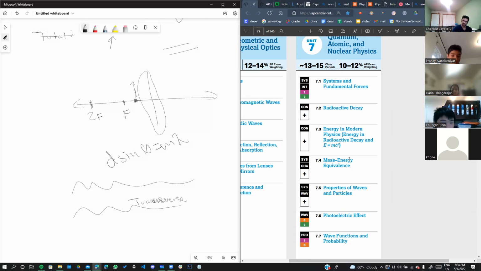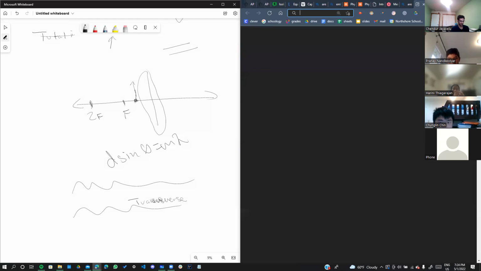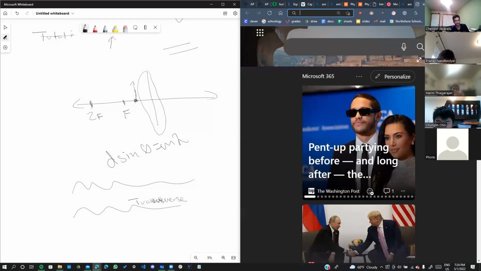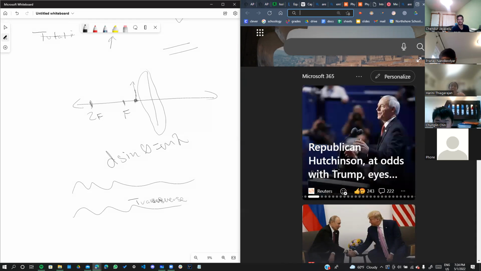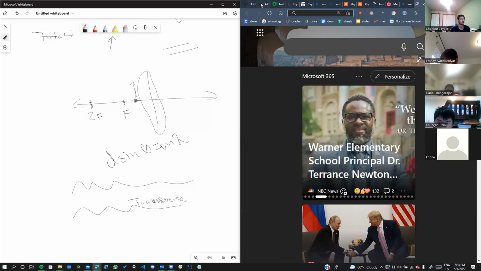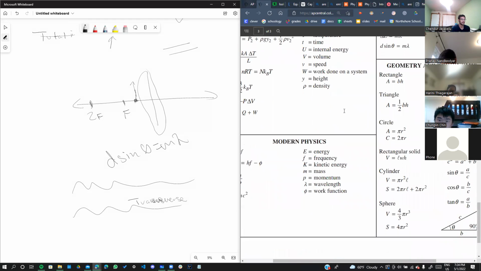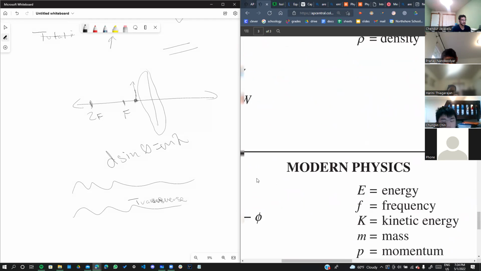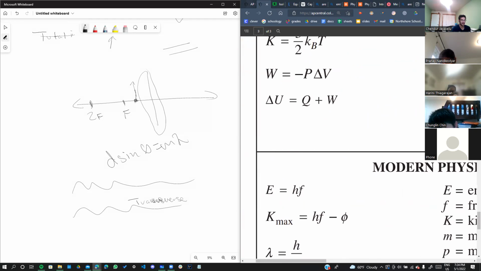Someone Google it real quick. It's just the colors of the rainbow, right? So you have infrared on one side and ultraviolet on the other side. Ultraviolet is high frequency, a lot of energy. I think it's a perfect transition. E equals h times f, right? So ultraviolet has a higher frequency, so it will have a greater energy than infrared, for example.